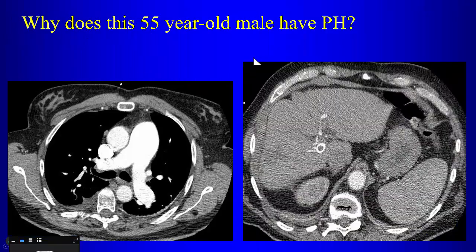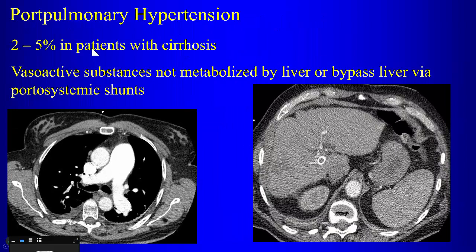Okay. So this patient does have cirrhosis, right? We do see this in this hospital quite a bit. 2 to 5% of patients with cirrhosis have portal pulmonary hypertension. And we have this hand-waving explanation: vasoactive substances not metabolized by the liver bypass the liver via portosystemic shunts and result in this abnormality of the pulmonary arteries, causing pulmonary hypertension. So pulmonary hypertension associated with cirrhosis is called portal pulmonary hypertension. Okay?